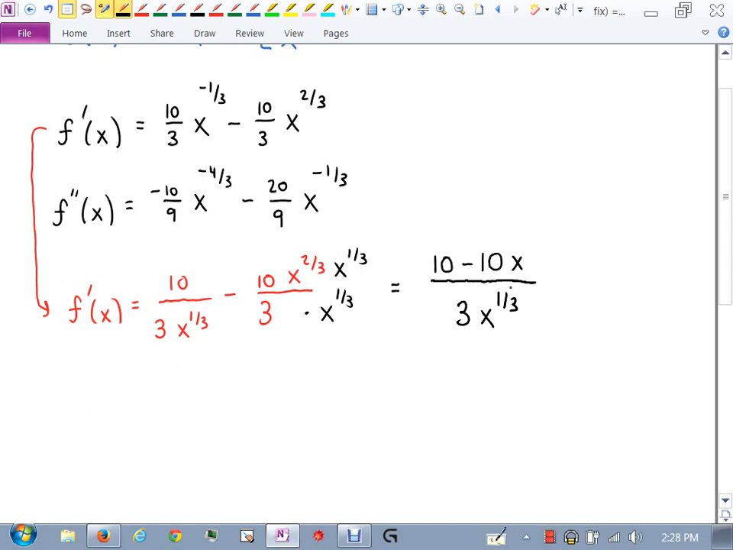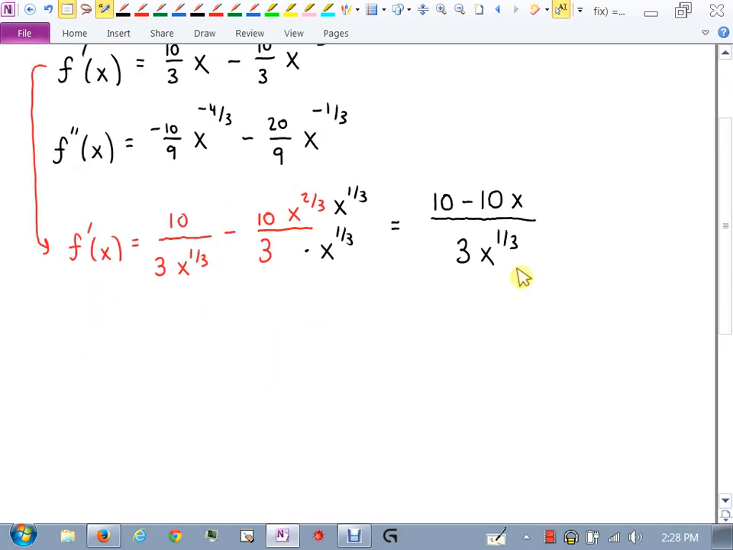I like it, because I can set that to 0 pretty easily, right? Can you? So now let me set the derivative to 0. 10 minus 10x equals 0, so x must be 1. That's one critical number.